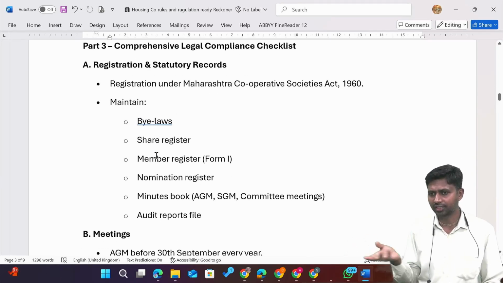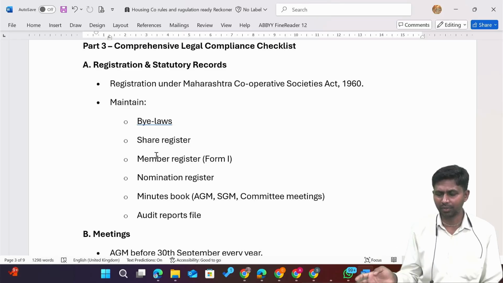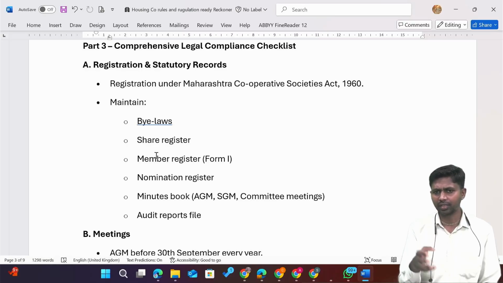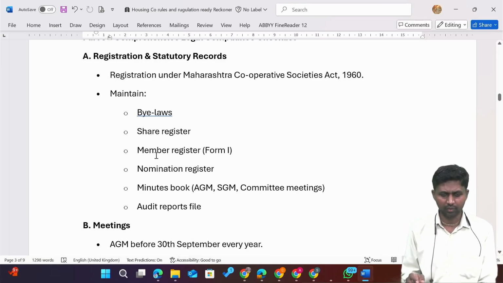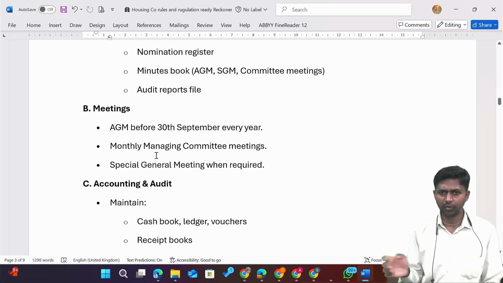Which registers and statutory records? You have to maintain the bylaws. Then after that, the members register, share certificate, share registers, nominee register, minutes book. In that, you will find annual general meeting, then special general meeting, correct? Then committee meeting, etc. An audit file, all this record you have to maintain.